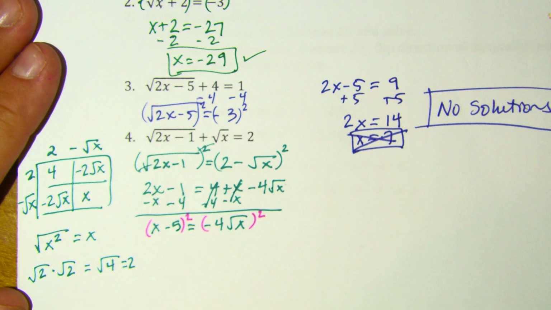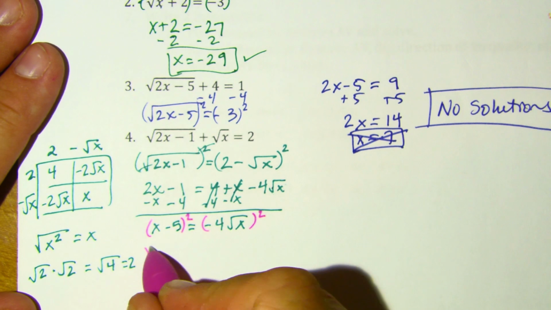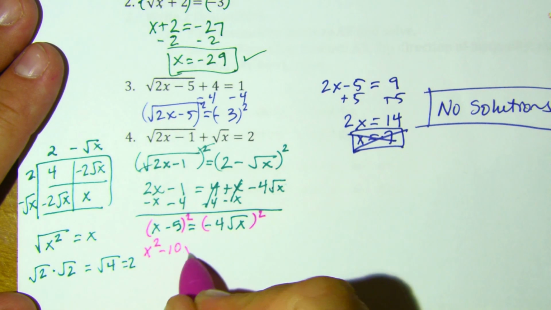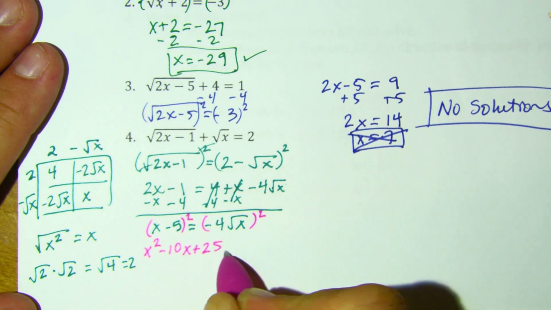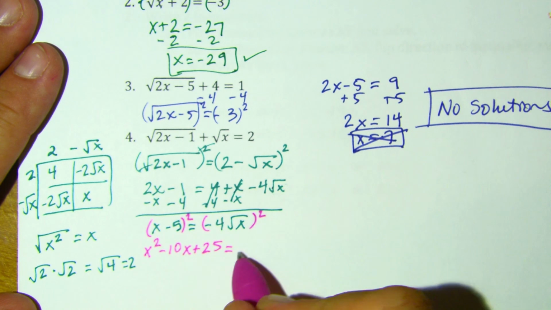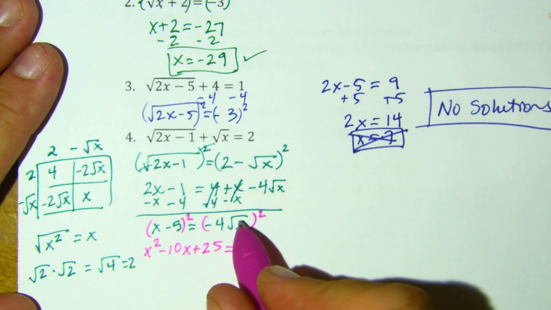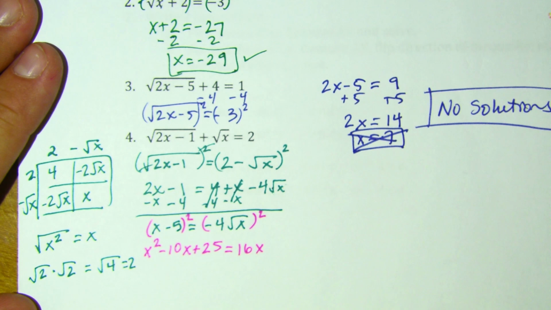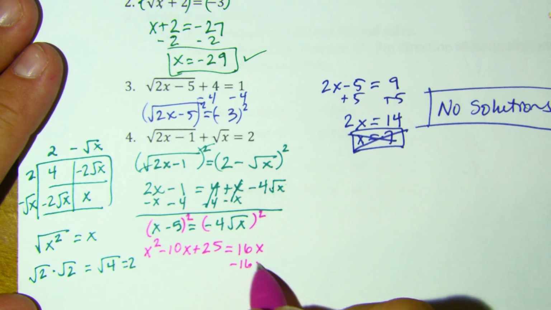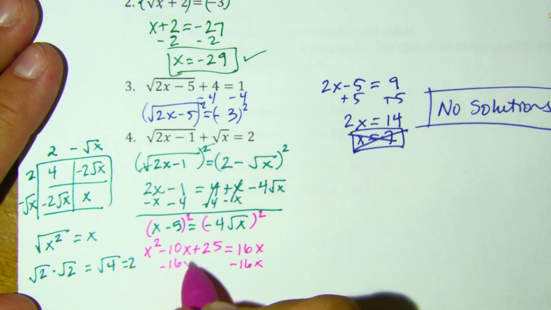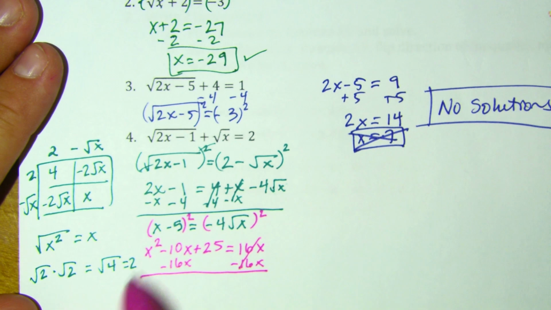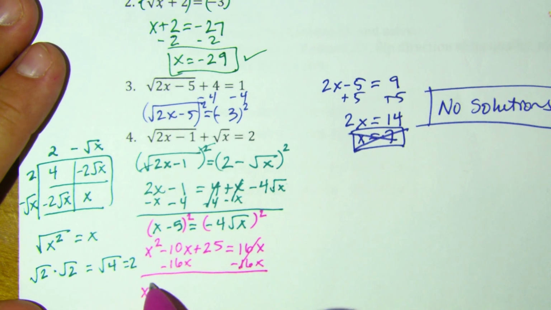And x minus 5 squared, you can use foil, you can use a box. I'm not going to show my work for it this time. X squared minus 10x plus 25 is what you'll get. Negative 4 squared is 16, and square root of x squared is just x. So now we have no more square roots left. I can get my quadratic equation set equal to 0. And I have x squared minus 26x plus 25 equals 0.